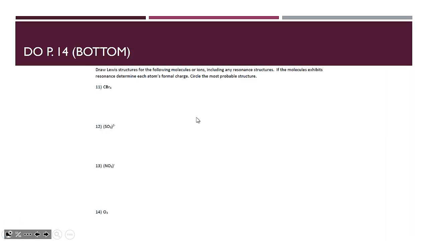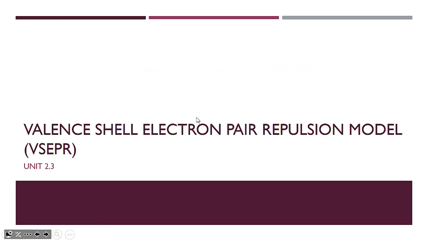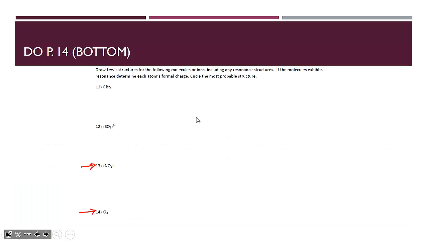So on page 14, there were 2 structures that came up with fractional bond orders. I believe they were nitrate and ozone. Draw other Lewis structures and based on formal charge, circle which one is the most appropriate. With that, we are done with unit 2.2. Make sure you do your AP classroom homework.